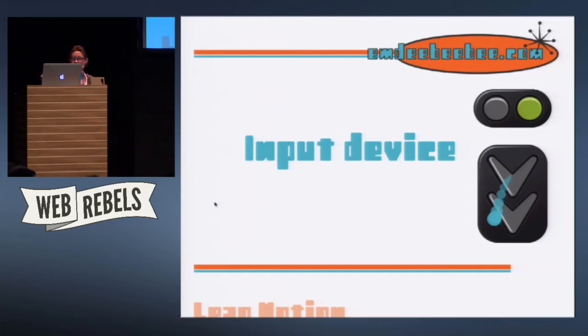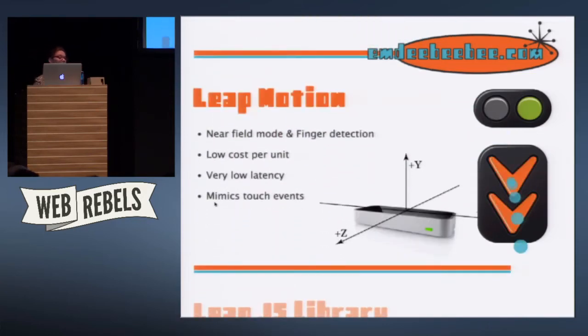So the input device I'm using here is a Leap. It's what I'm using to control my slides as well. The reason I started using it is because it does finger detection and near field detection. So it's really for close-up work, whereas the original model of the Kinect that I was using was a gaming device, meant to be on the other side of your living room, whereas the Leap is really meant to plug straight into your computer.